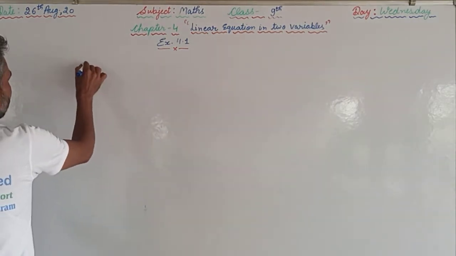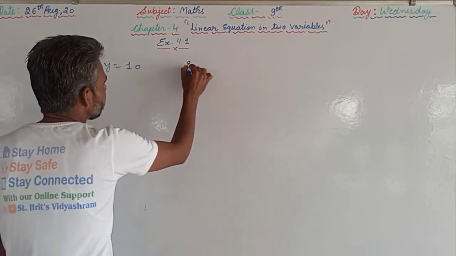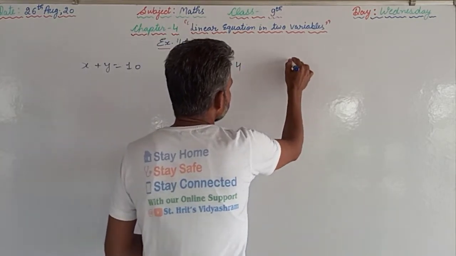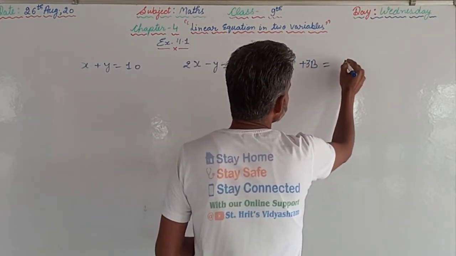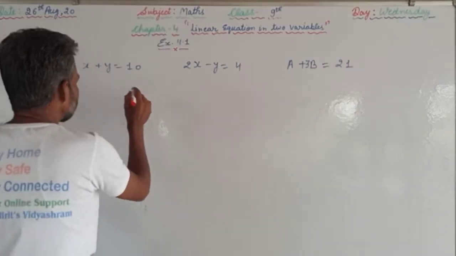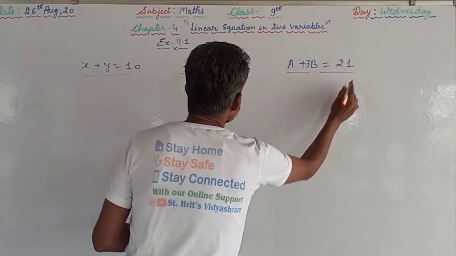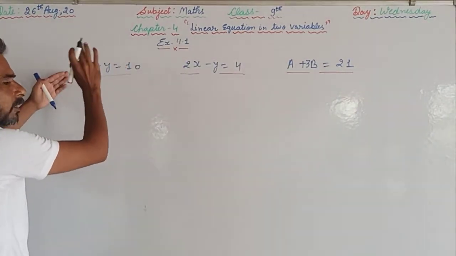So suppose x plus y is equals to 10, or 2x minus y is equals to 4, or a plus 3b is equals to 21, like this. So these are the examples of linear equation in two variables. We can verify that it is linear. Why? Because there is no power, means power is only 1.